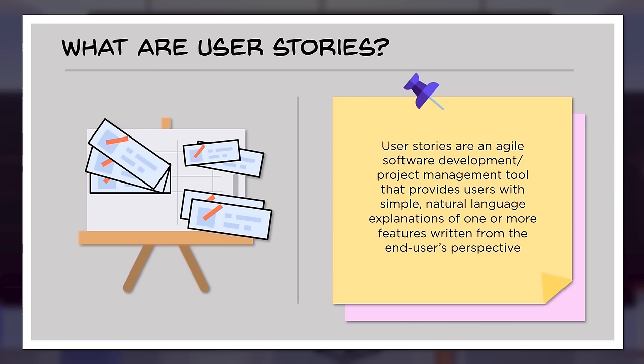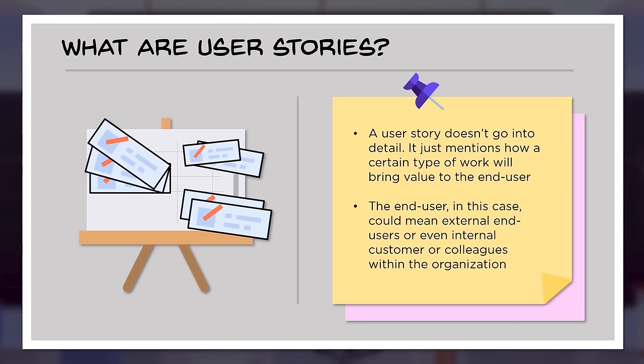We will see who would be using these particular applications. In their perspective, there should be an interface provided. There should be some privileges provided through which they would do their transactions and activities. When we write the user stories, we don't write them in detail. A user story doesn't go into detail. It just mentions how a certain type of work will bring value to the end user. What would this role-specific end user be doing in that particular role in this product? What are the transactions involved?